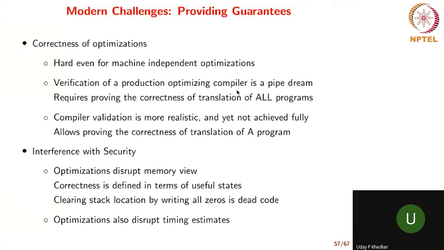There's something called compiler validation, which is more realistic and yet has not been achieved fully. It allows proving the correctness of translation of a given program. So we don't say this compiler will work correctly on all programs, but you're saying, give me a program and I'll show you whether your program has been compiled correctly or not. And we can hopefully automate the technique and repeat this for every possible program, thereby achieving an effect similar to compiler verification. The other problem that compilers face is interference with security.